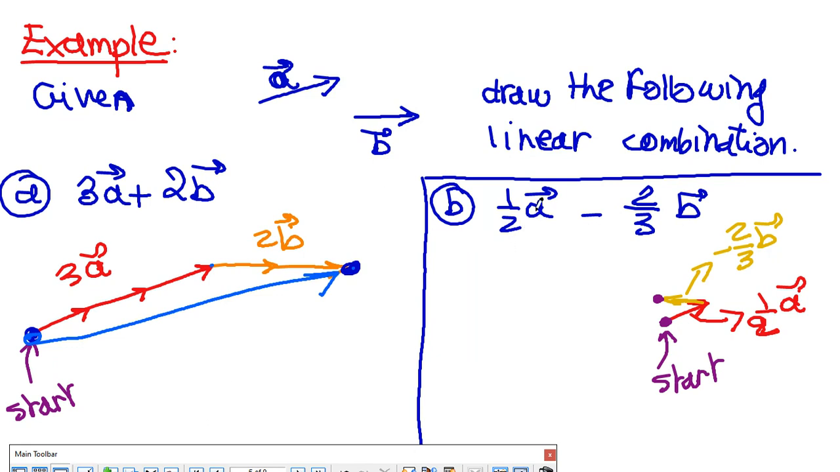Exactly the same for the second one. I said half A. This is A, half of it. So I'm going to draw a vector parallel to A and half of it, like it's here, the red one. Minus 2 over 3 B. First, I will divide B in three pieces, and I'm going to take 2 out of the 3, for example, this one here. But be careful, there is a minus here, so I will not draw it this way, I will draw it this way. And then this is my start, this is my end. So this vector, the blue one, will be the linear combination of those two vectors.